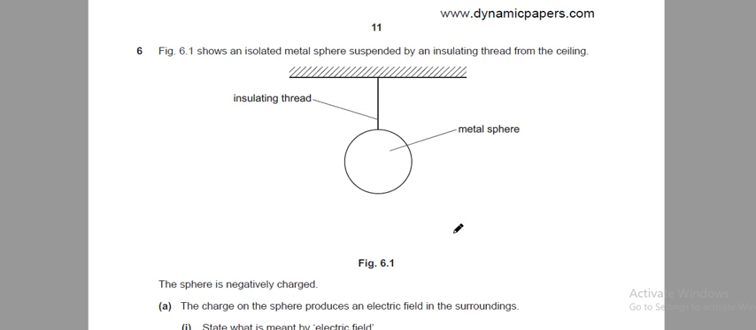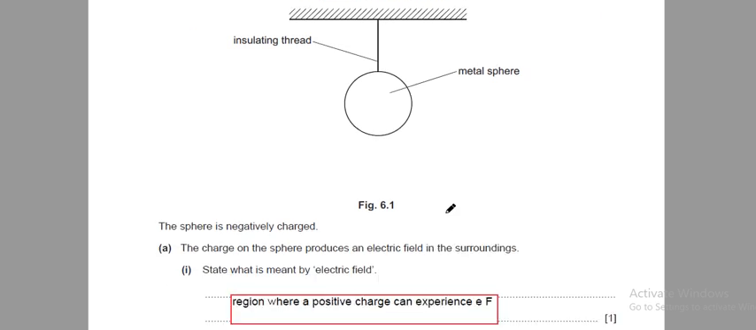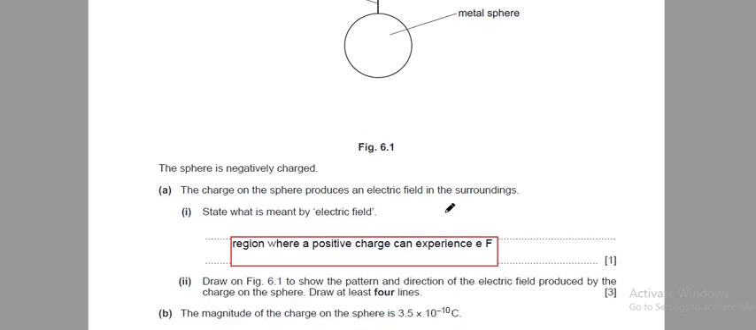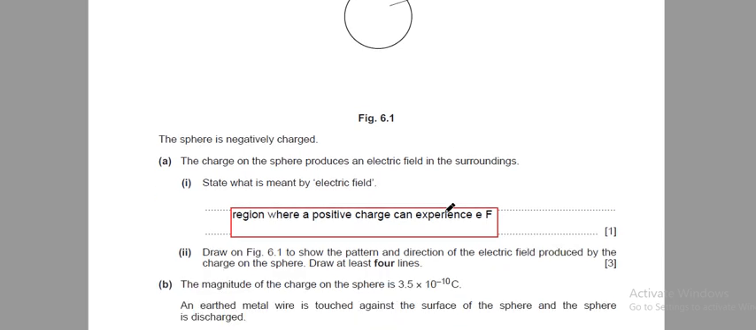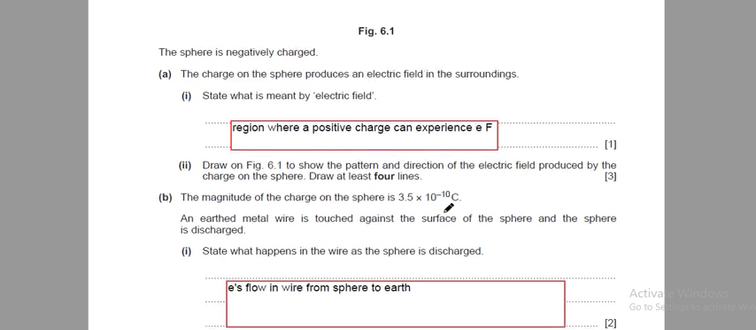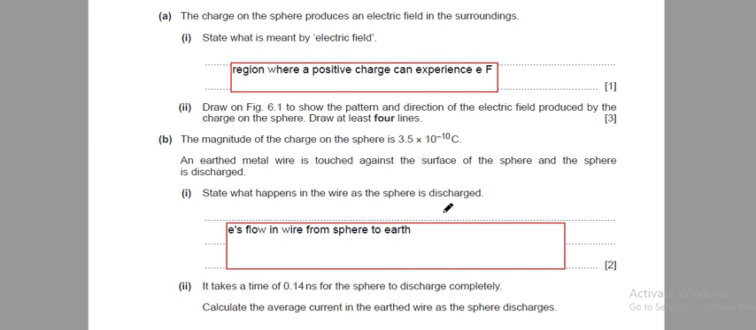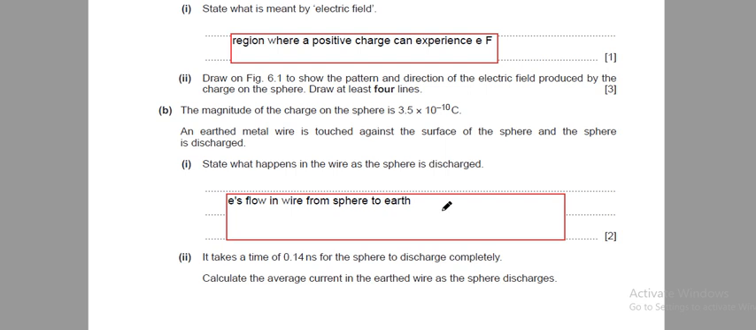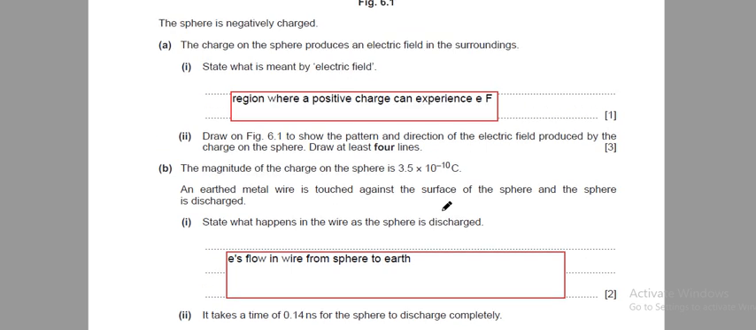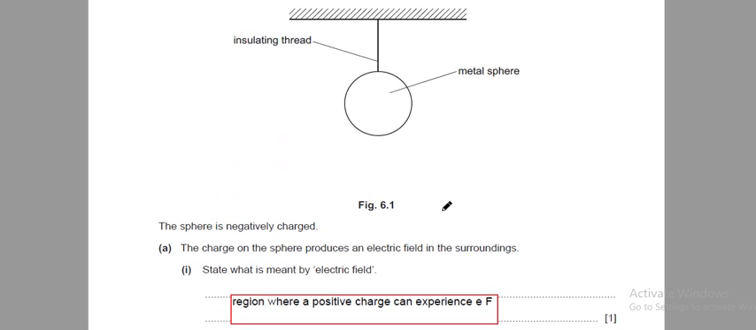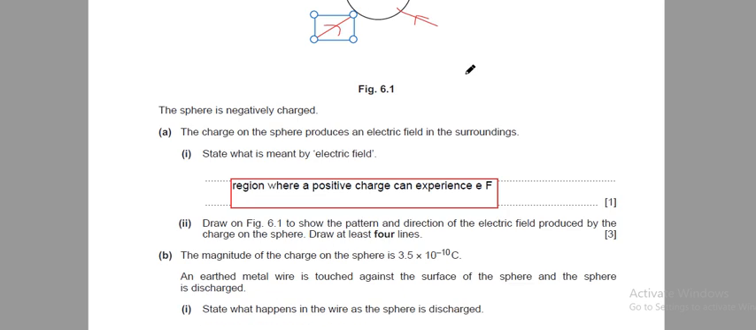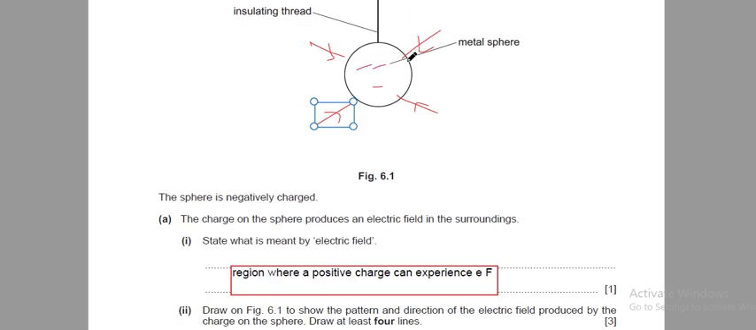Isolated metal ball suspended from an insulating thread and is negatively charged. Charge on sphere produces an electric field in surroundings. What's meant by electric field? Region where positive charge, or you can say charge only, can experience an electric force. Draw pattern and direction of field. It will be radial, and arrows towards the ball because it is negatively charged.